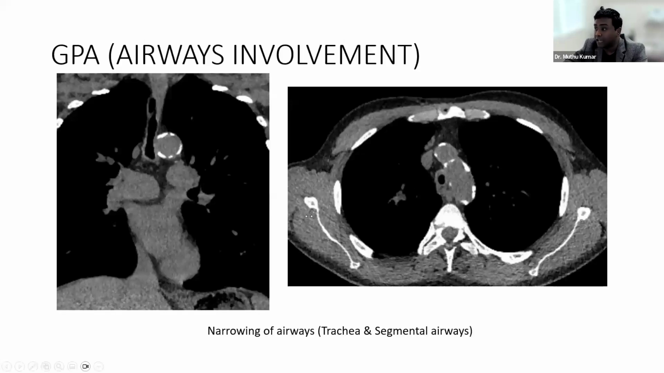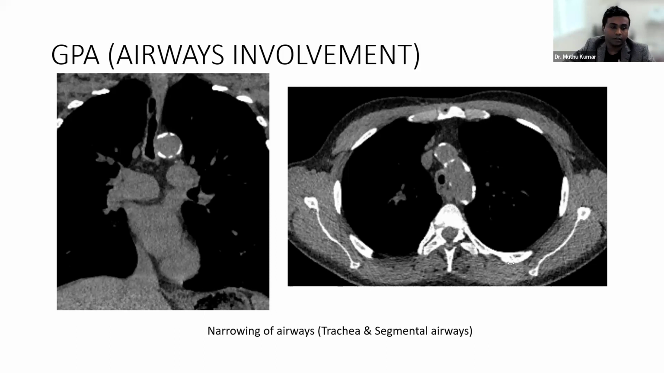GPA can have airway involvement, as I already emphasized multiple times. Always look at the central airways. Look at this trachea. As you come down here, there is a smooth narrowing at the level of the trachea. The narrowing of the trachea can be very symptomatic.